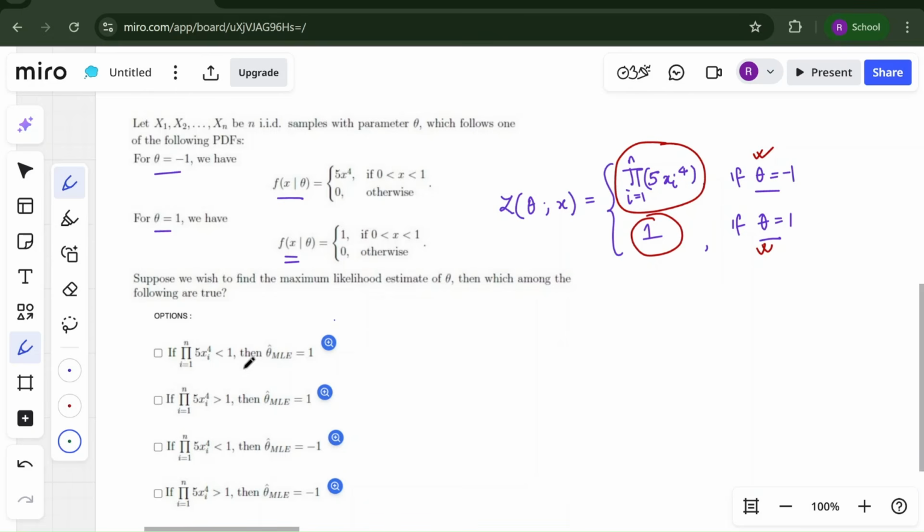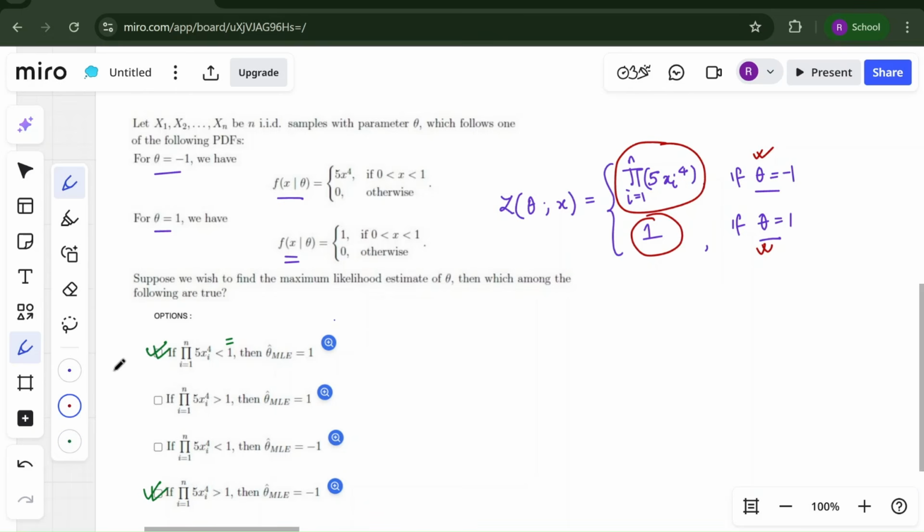Yeah, this is true because one is bigger, so my MLE would be theta equal to 1. Similarly, if my product is bigger, then my theta hat MLE should be -1. Last option.